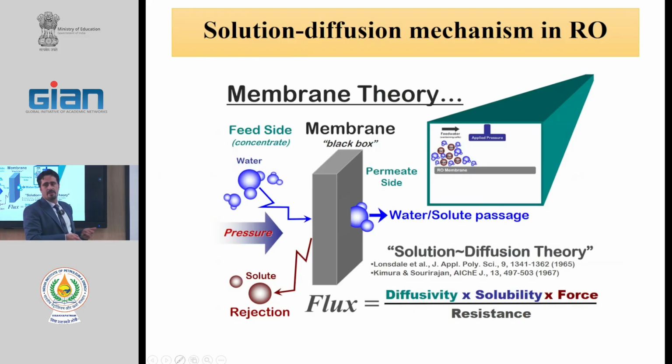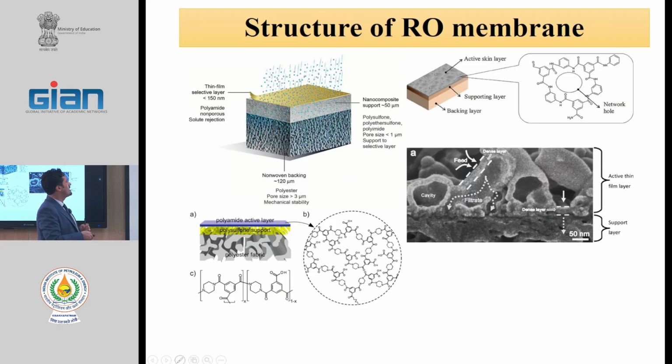The mechanism of the separation in reverse osmosis is solution diffusion, and I discussed that in solution diffusion, the solvent, mostly water, adsorbs on the polyamide polymer. Polyamide is a hydrophilic polymer, and water passes and diffuses through the polyamide and goes to the permeate side. The solution diffusion process is a very slow process, and therefore we must prepare a thin layer.